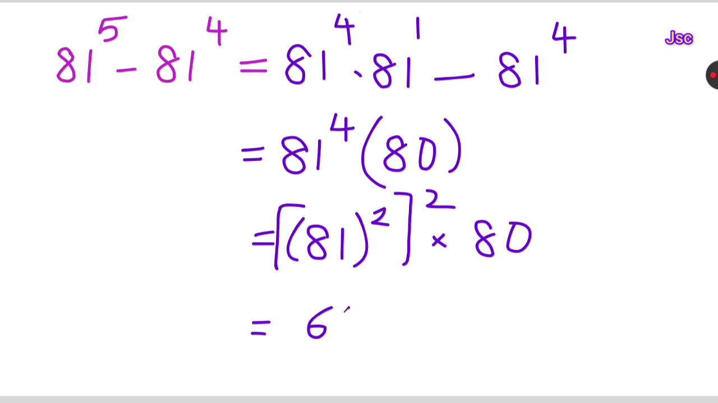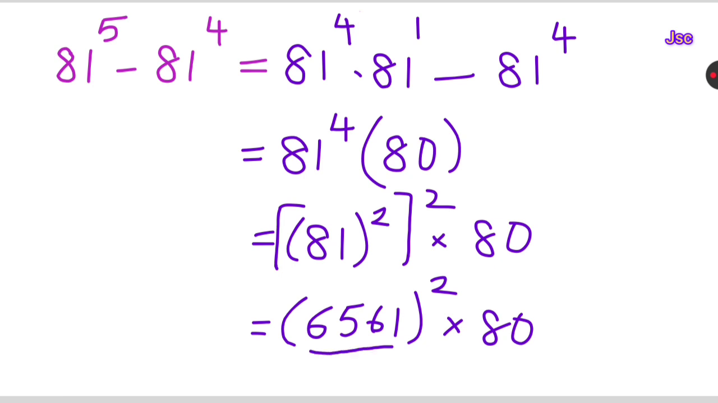So 6561 whole raised to the power of 2 times 80. Now we have 6561 whole raised to the power of 2. Now I will show you how to do a 4-digit number square. Let us take an example. The 4-digit number 3846. Now I am going to show you how to do the square for this 4-digit number.